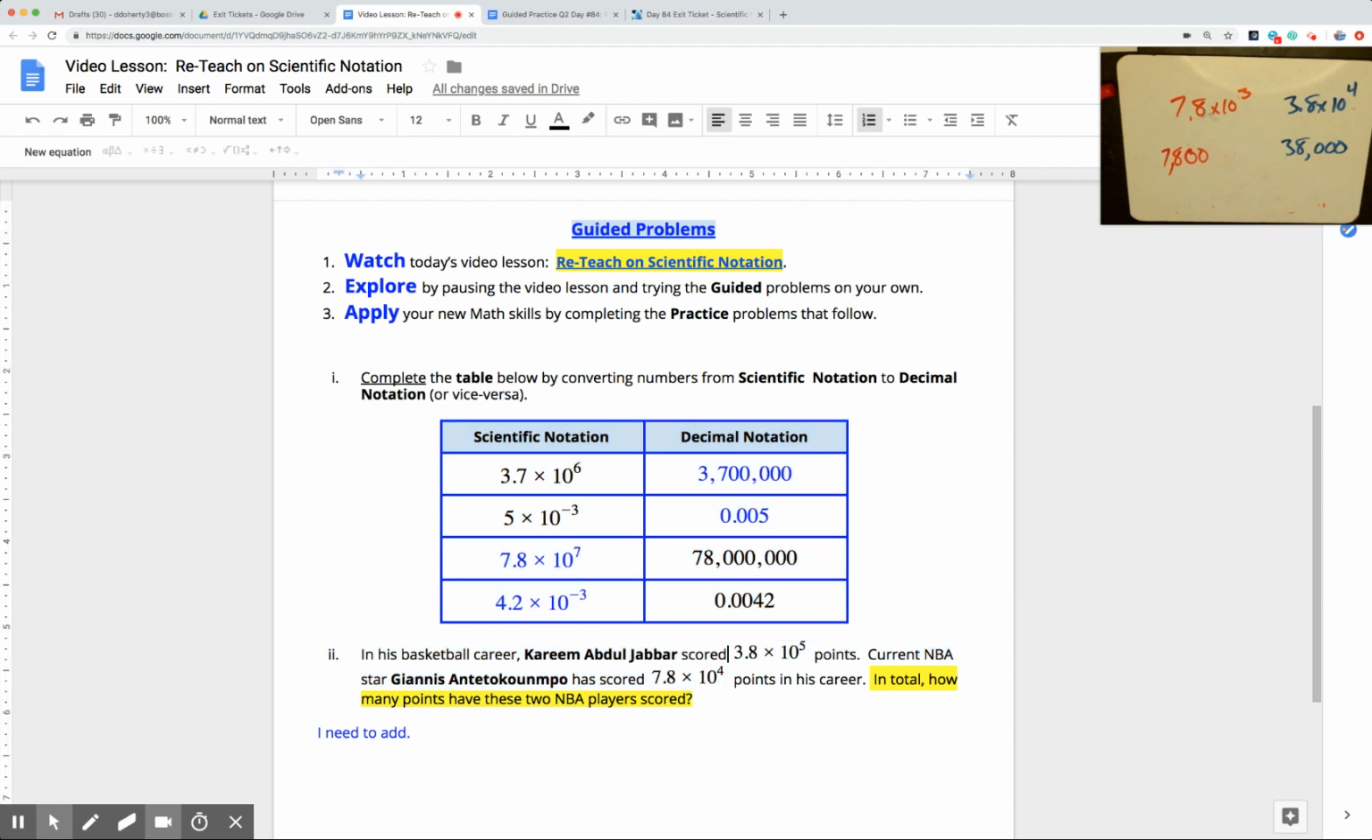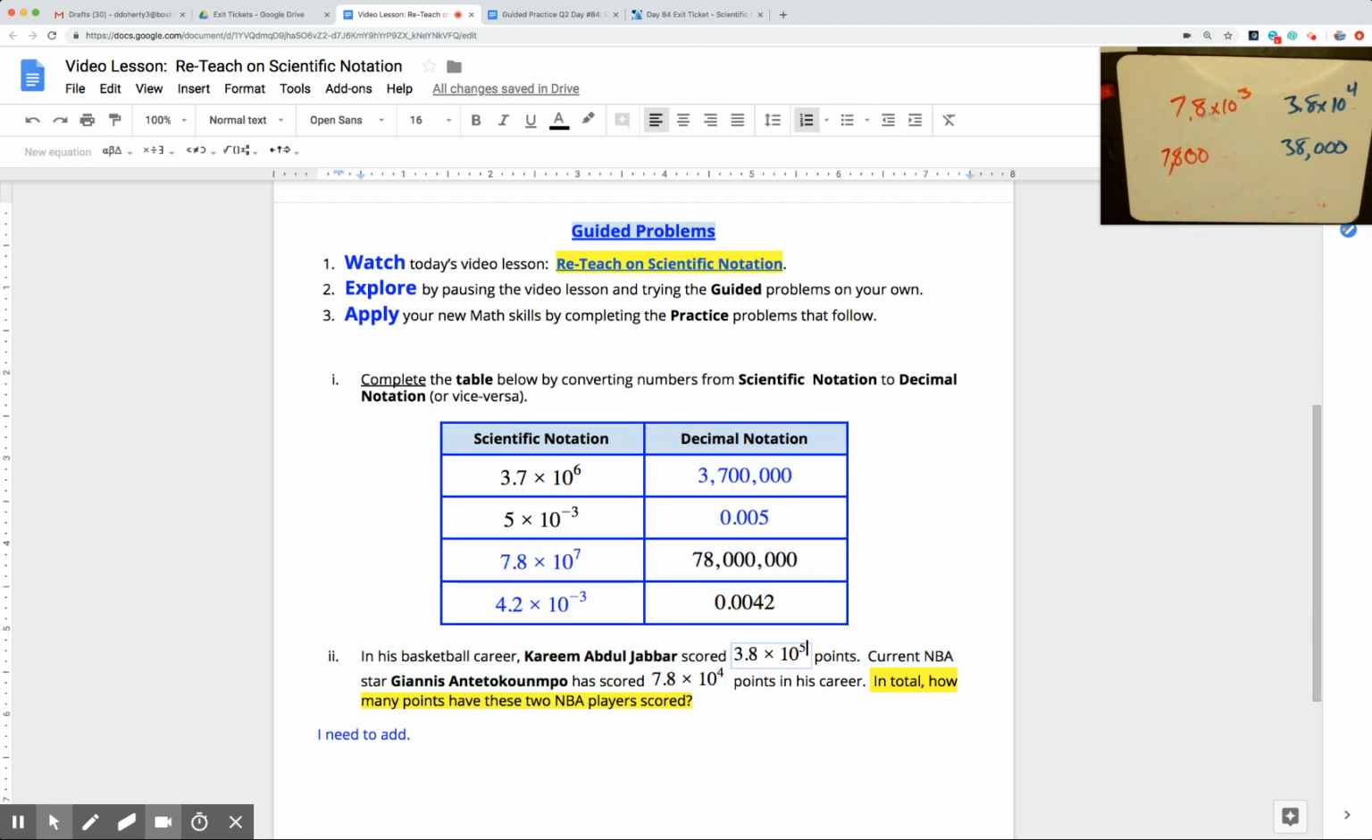So when you get the problem today on your document, you're going to see different numbers than I had up here at first. Kareem's 3.8 times 10 to the 4th. Giannis 10 to the 3rd. Sorry about that mistake. Now that we're up to date, what do I need to do to get total?